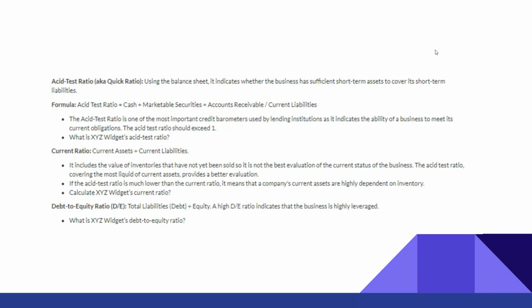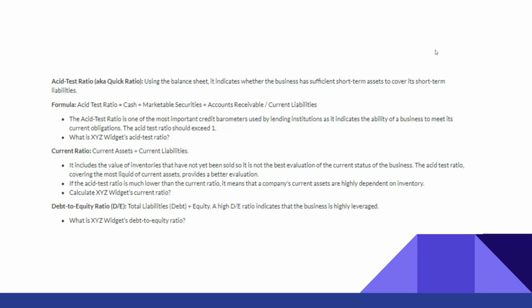Current ratio: current assets divided by current liabilities. It includes the value of inventories that have not yet been sold, so it is not the best evaluation of the current status of the business. The asset test ratio, covering the most liquid of current assets, provides a better evaluation. If the asset test ratio is much lower than the current ratio, it means that a company's current assets are highly dependent on inventory. Calculate XYZ Widgets' current ratio.